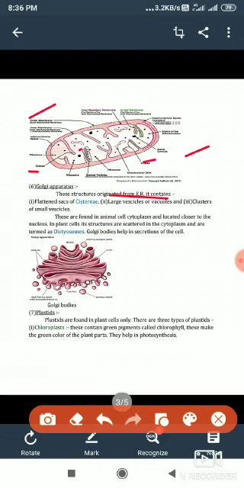Long flat sacs, they are called cisternae. Large vacuoles and small vesicles or vacuoles. These are found in animal cells mainly in this form, but in plant cells they are found, but not in this form, they are found scattered. These cisternae, vesicles, and vacuoles are scattered in the cytoplasm, and hence they are separately termed dictyosomes.